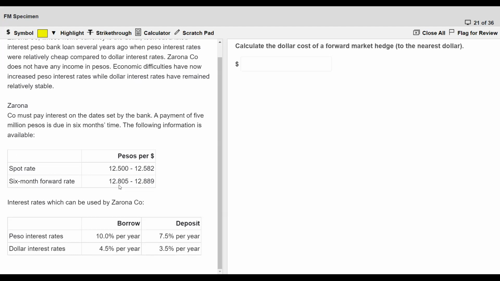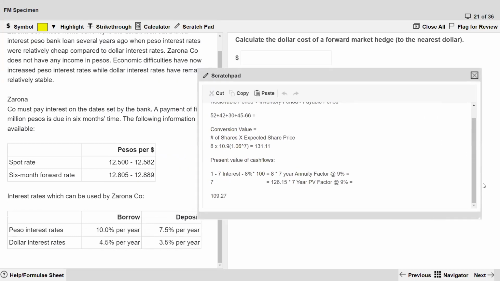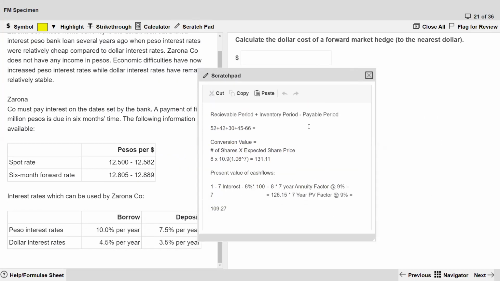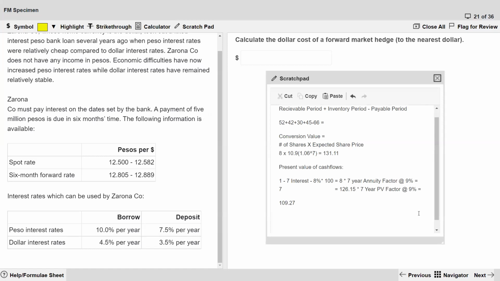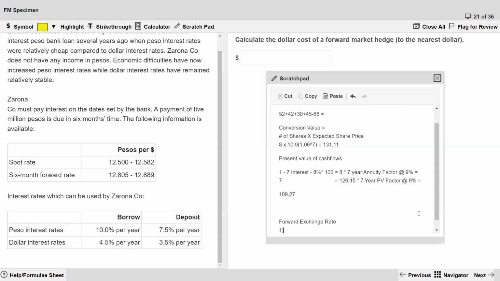The following information is available. Spot rates are given, 6 months forward rates are given. Interest rates which can be used by Zarona are as follows. It says calculate the dollar cost of a forward market hedge to the nearest dollar. There are a few important things with respect to this hedging. First of all, if you have to use the forward exchange rate, you need to understand if it is a direct quote or an indirect quote.